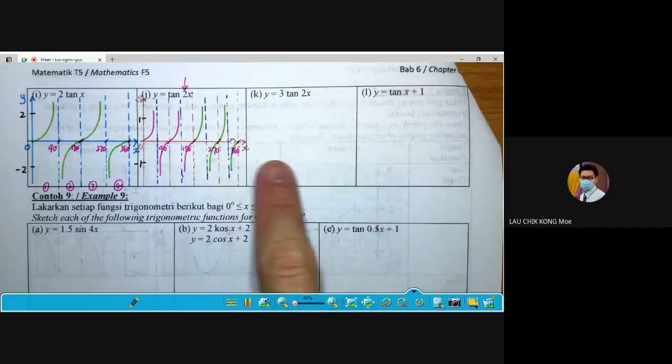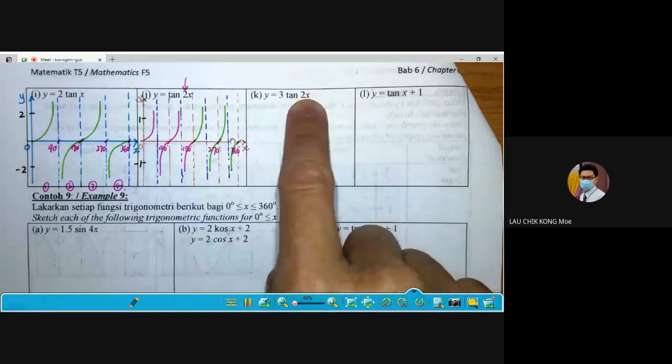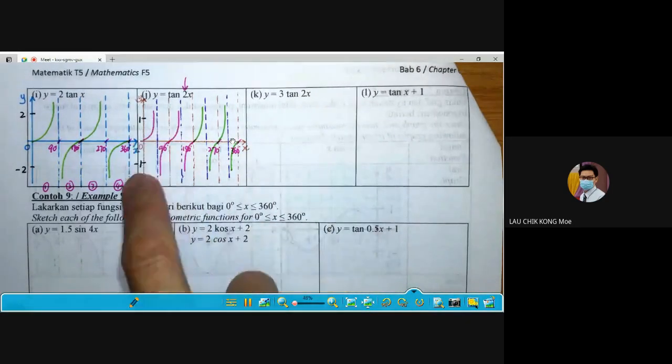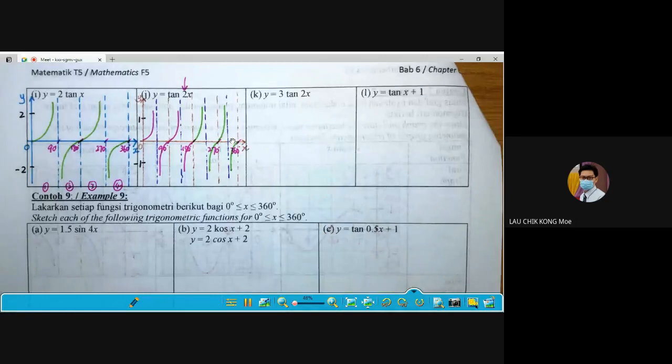So jawapan untuk K sama dengan J ya, iaitu 2 period tetapi amplitude 3. Tukar 1 kepada 3 itu saja. So ini sama. Ini sama, pindah ke sini. So ini awak buat sendiri ya.